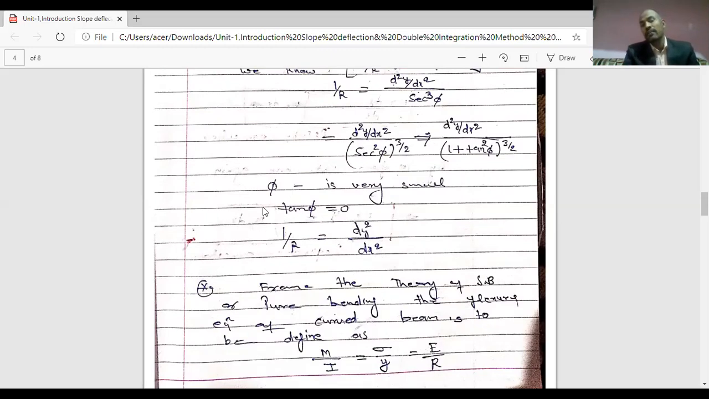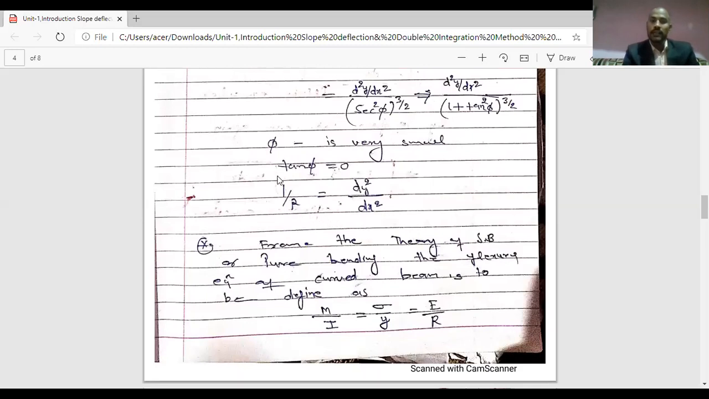We also know that 1 by r is derived by pure bending equations, or pure bending theory. From the theory of simple bending or pure bending, the flexure equation of curved beam is defined as: we know that M by I equal to sigma by y equal to E by r.